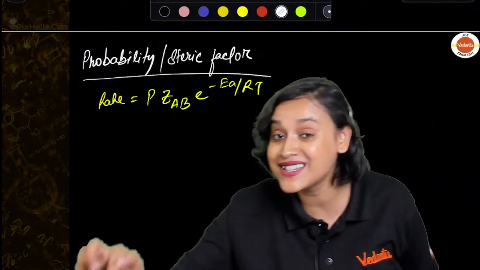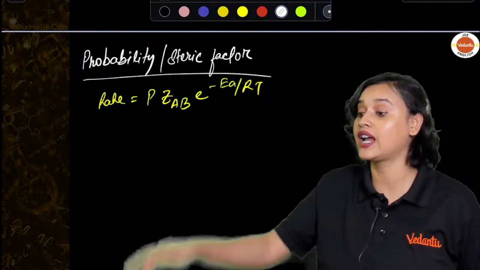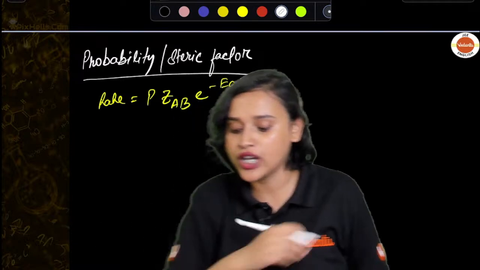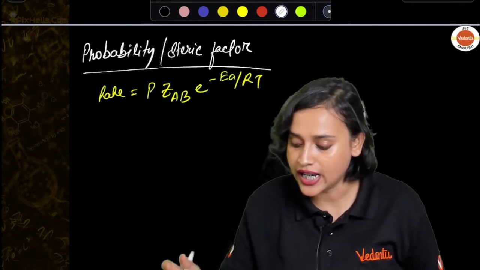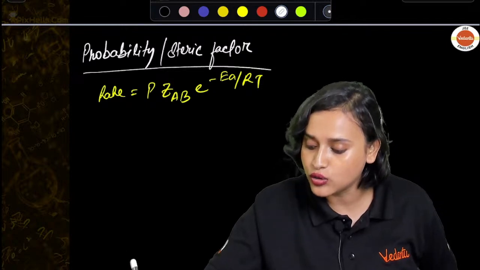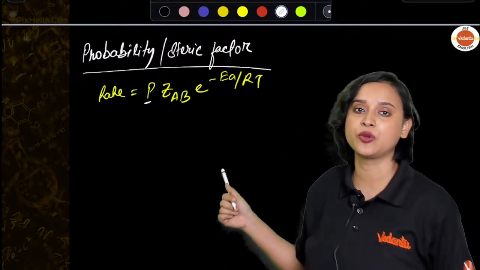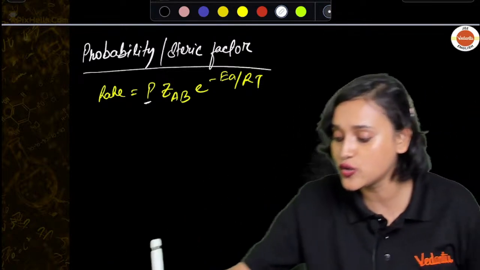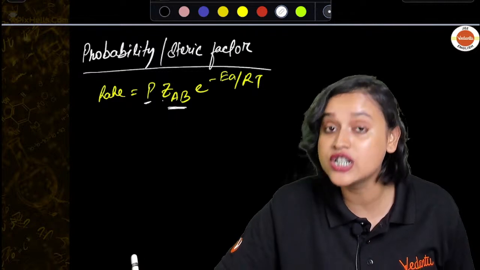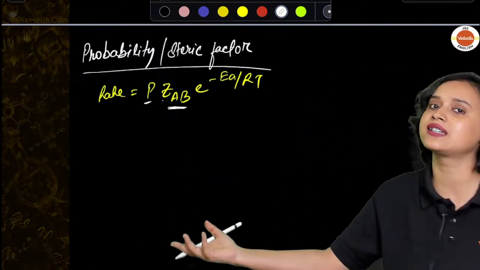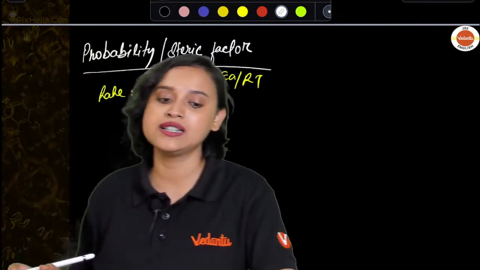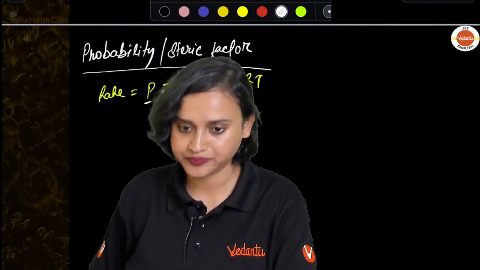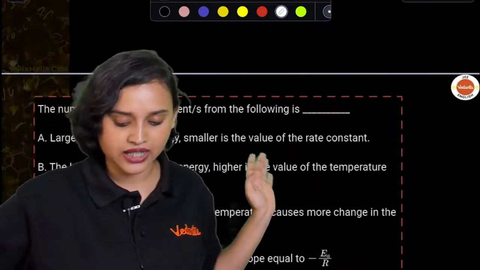Alright, from here we come across something called the probability or steric factor. Once that orientation barrier has been introduced, we come across the probability or steric factor, where rate is equal to this. Right here we have introduced the probability factor, and ZAB, the effective collision, and then it is the same as the Arrhenius equation, e to the power minus EA by RT. Are we clear, guys?